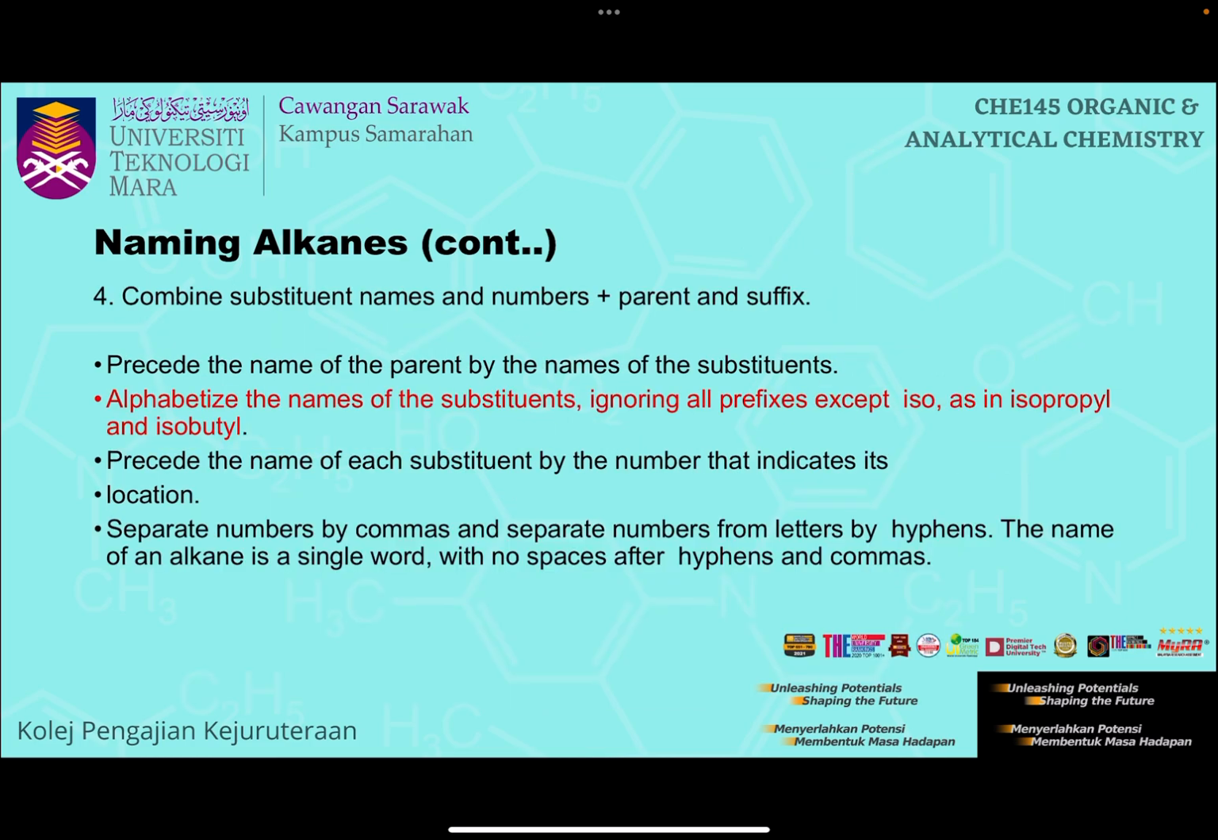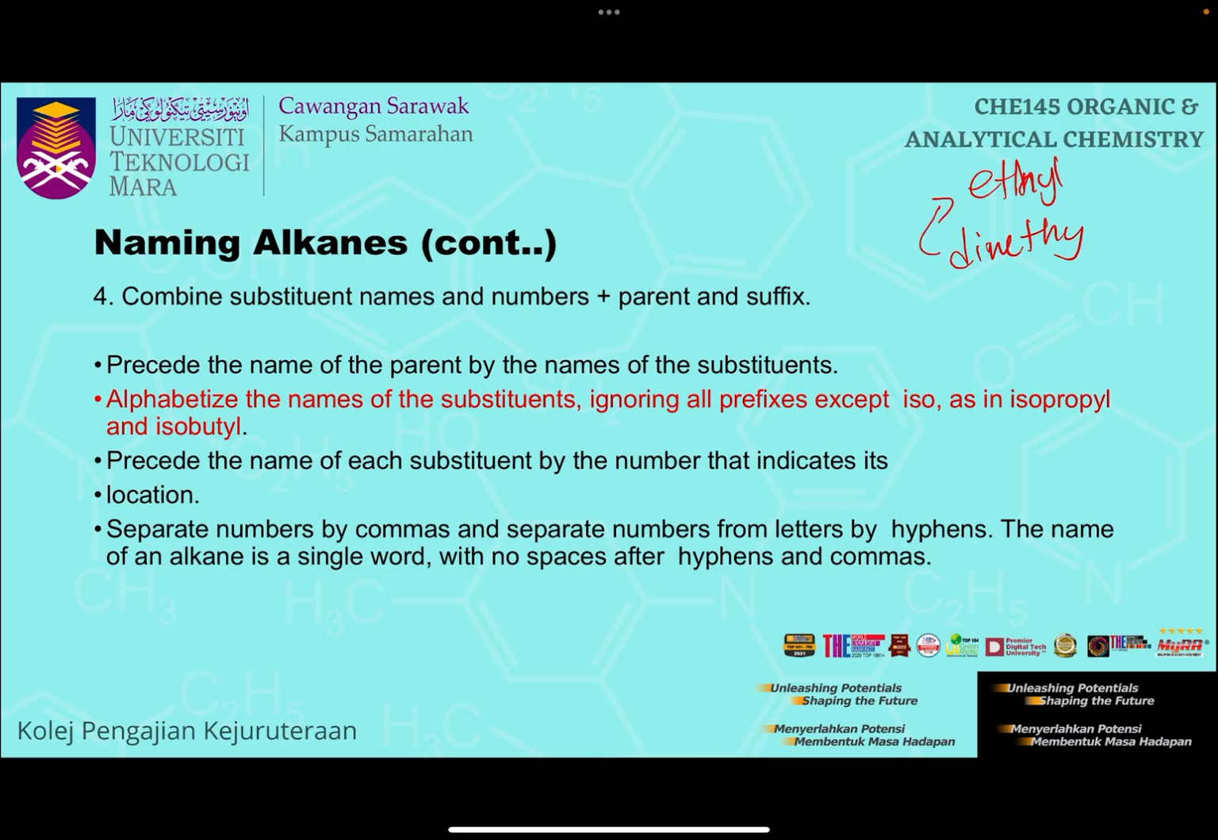Combine substituent names, numbers, and parent and suffix. Precede the name of the parent by the names of the substituents. Alphabetize the substituents, ignoring all prefixes except iso, as in isopropyl and isobutyl. So remember you have dimethyl and ethyl, okay, ethyl. Alphabetically D comes before E, right?